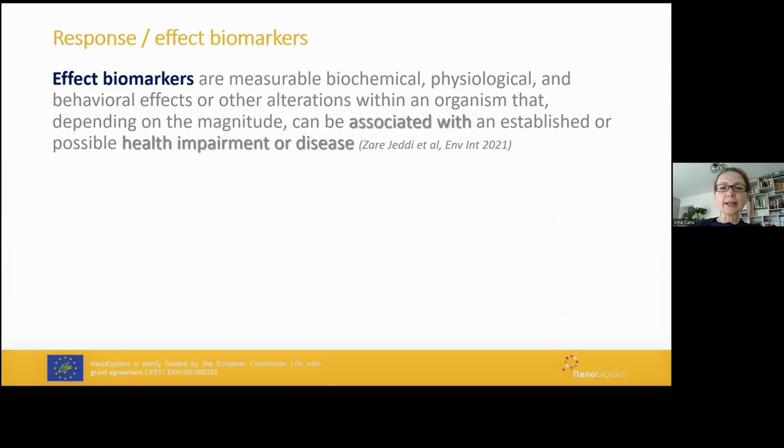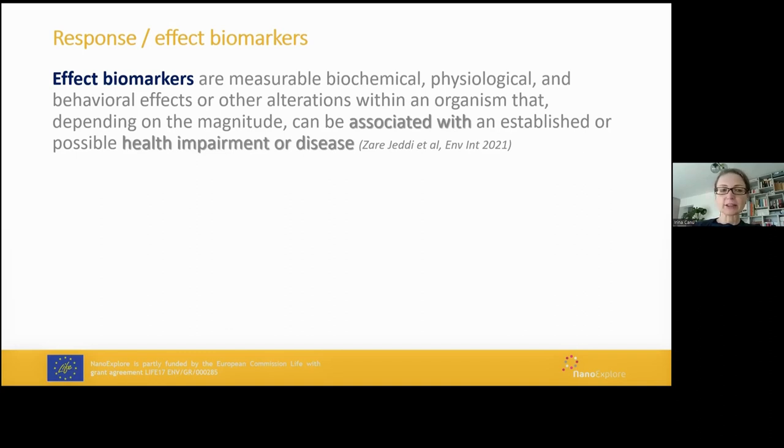So later I will mostly speak about effect biomarkers, and there is a particular definition for these effect biomarkers, because they, of course, also respond very well to the general definition of the characteristics that could be measured as an indication of the response between the exposure and disease. But here, these effect biomarkers are biomarkers which are associated with an established or a possible health impairment or disease.